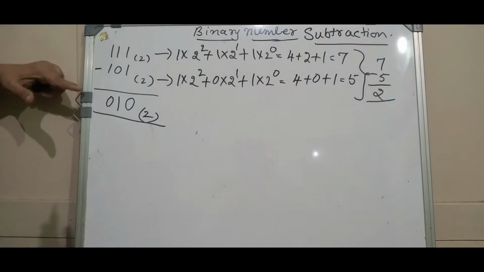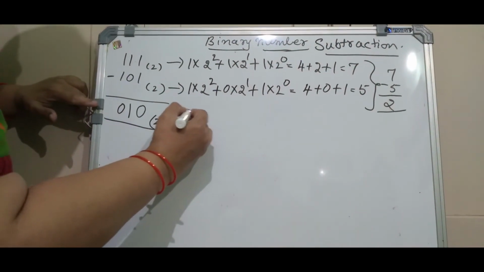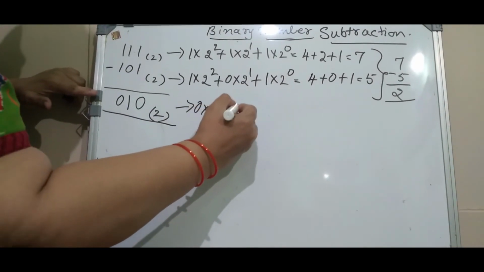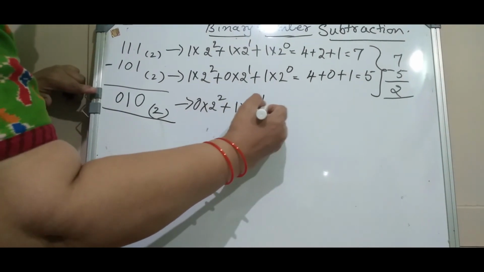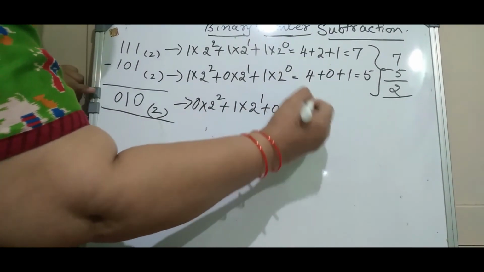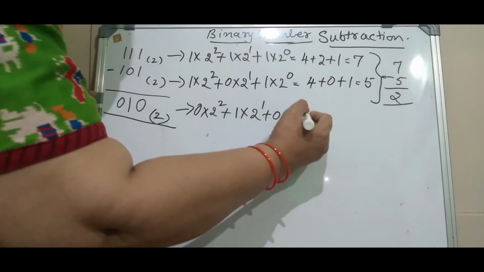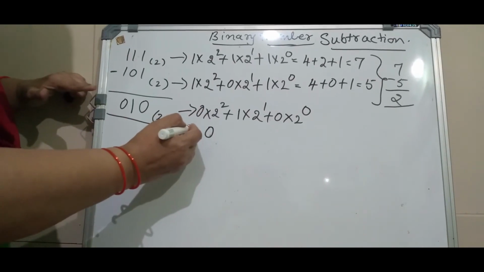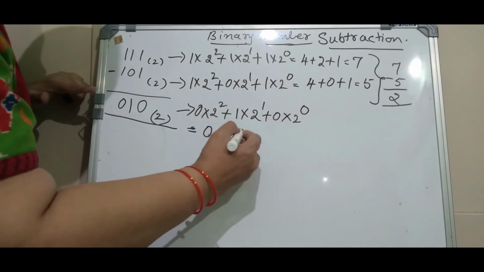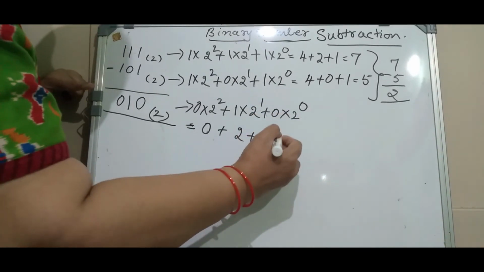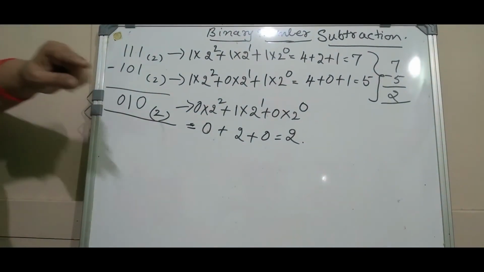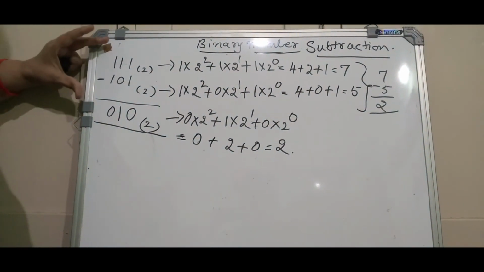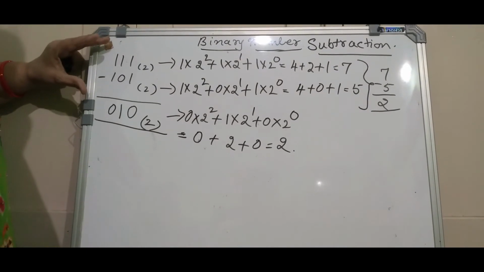Let us see here. Then in the answer, let us convert this. 0 into 2 to the power of 2 plus 1 into 2 to the power of 1 plus 0 into 2 to the power of 0. So this will be again 0, because the entire thing will become multiplied by 0, means 0 plus 2 plus 0. So this is nothing but 2 once again. We got the 2 here also and here also. So here you can see that this is how we do the subtraction process.